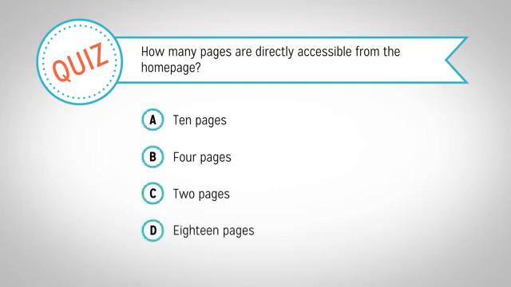In a storyboard, each screen represents a page. The pages that are directly accessible from a specific page have arrows coming from that page and pointing to the accessible pages. Therefore, since there are 4 arrows coming from the home page and pointing to 4 different pages, that means there are 4 pages that are directly accessible from the home page. So the correct answer is B.